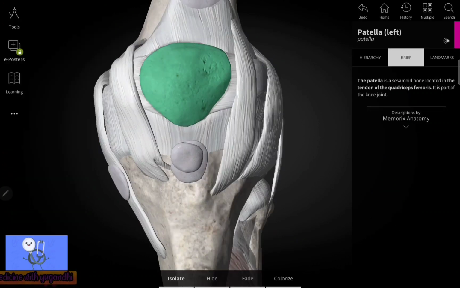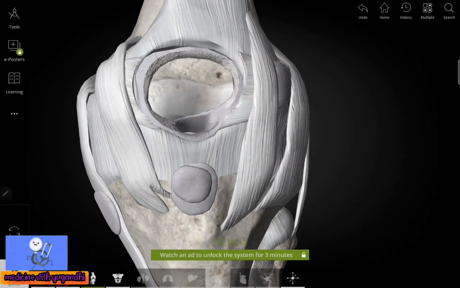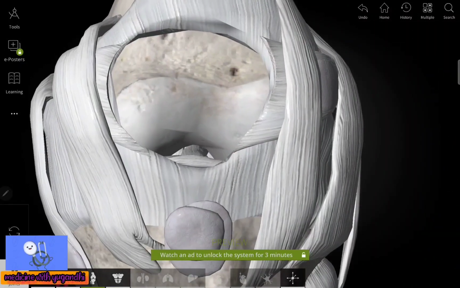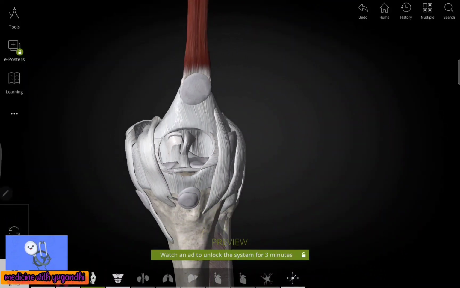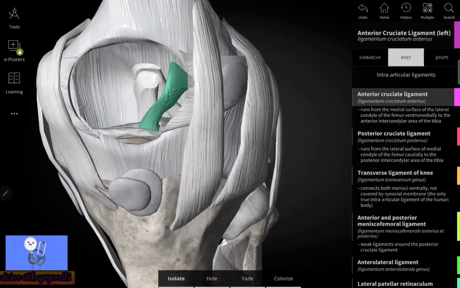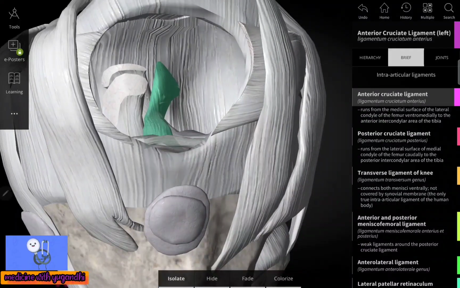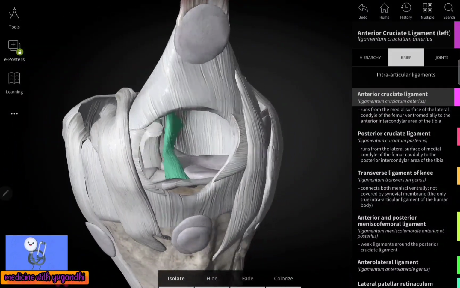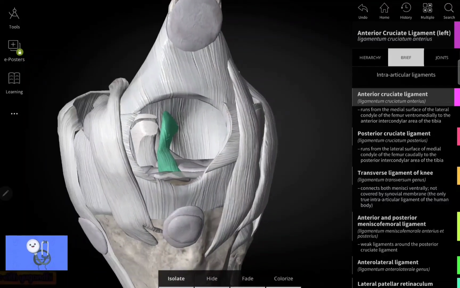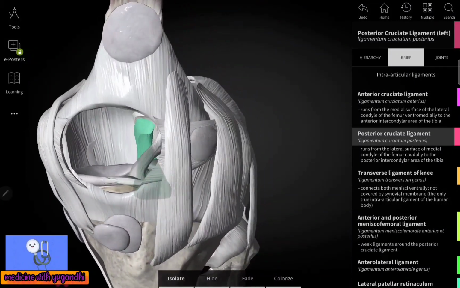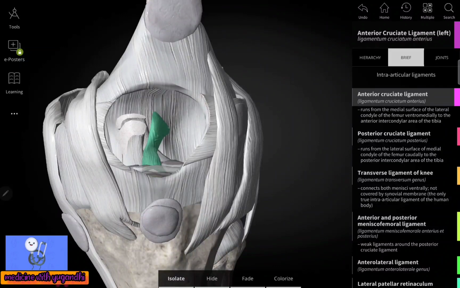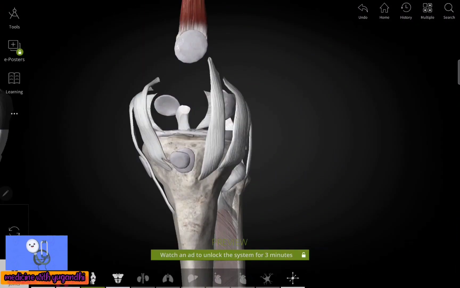In order to take a look at the next ligament, the anterior cruciate ligament, I am removing the patella, then I am removing the synovial membrane, then I am removing the femur. So here you can see the anterior cruciate ligament. Then coming to the next ligament, the posterior cruciate ligament. Here you can see the posterior cruciate ligament. So see, this is the anterior cruciate ligament, and this is the posterior cruciate ligament.